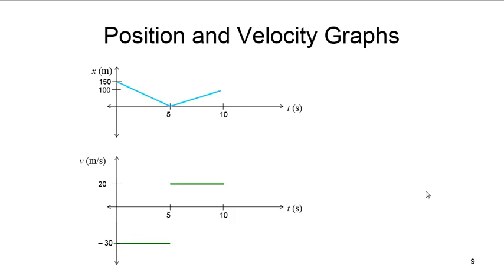Well, again, I'm just calculating slope. The slope here, I changed from 150 meters to 0 meters in 5 seconds, so that's a slope of negative 30 meters per second. And here I change from a position of 0 meters to a position of 100 meters, and that also takes 5 seconds. That gives me a slope of positive 20. So this whole time I have a nice constant slope of negative 30 meters per second, and this whole time I have a nice constant slope of 20 meters per second.